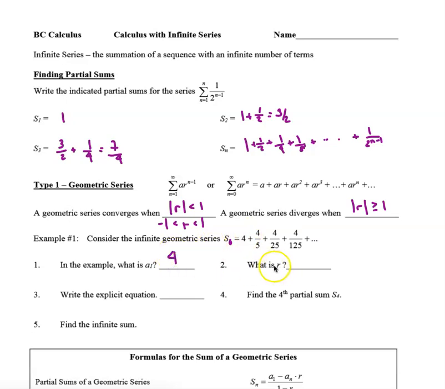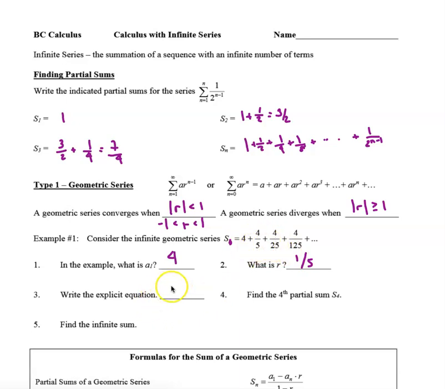What is r? R is your common ratio, and that is the number you're multiplying 4 by to get to 4/5. And then you're multiplying 4/5 by it to get to 4/25. So with some simple math here, we can see that our r is 1/5, and to get that, you just divide the term 4/5 by 4, or the term 4/25 by 4/5.